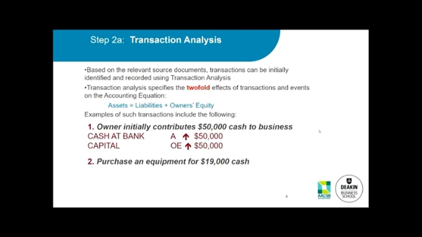Let's look at the next one. Purchasing some equipment for cash. Yep, cash obviously, and equipment, all right? So equipment is an asset and cash is an asset. So we have one asset going up and one asset going down. So effectively the equation is still in balance.